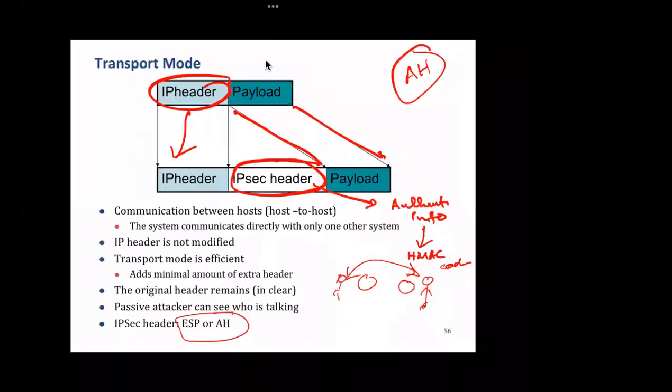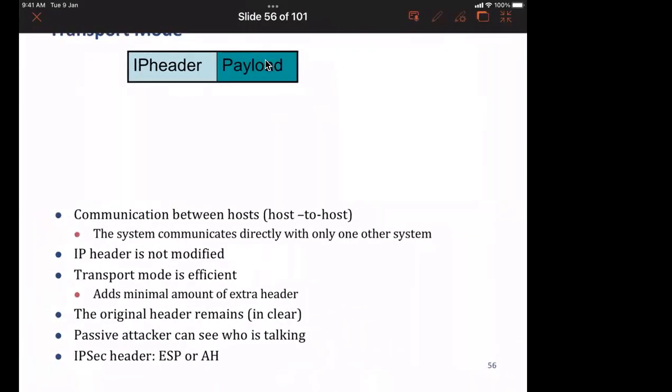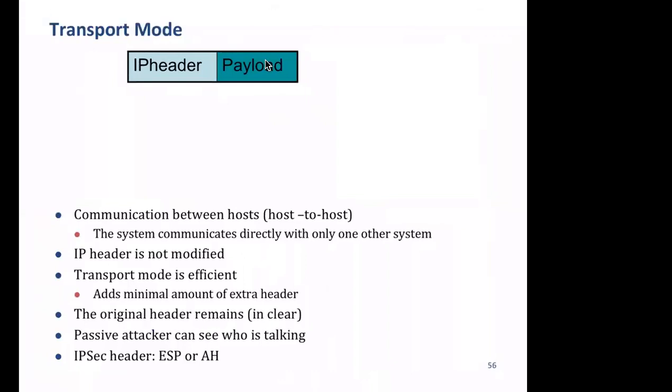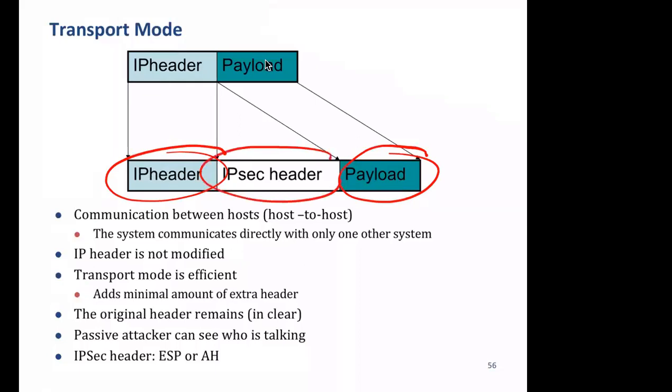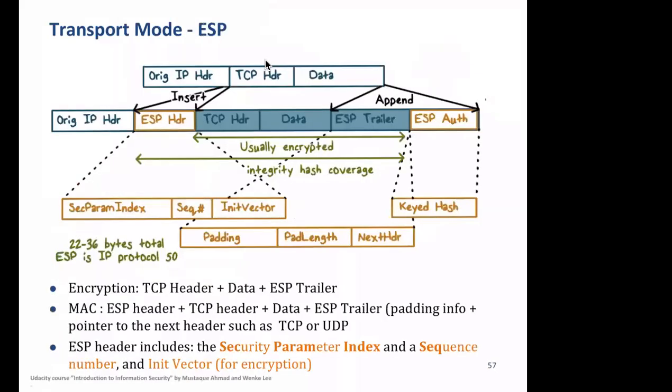So what we do is we take the same IP header of the original IP packet. We keep the same IP header, and then have the payload. Okay, and then we attach the IPsec header. Now this can work in ESP mode or AH mode. Here it shows how it can be done in ESP mode with transport mode.